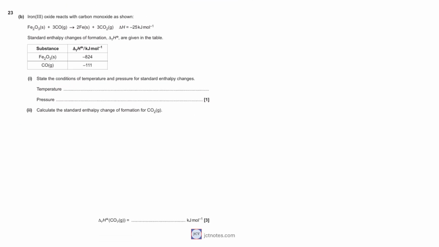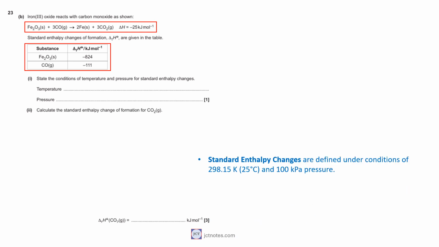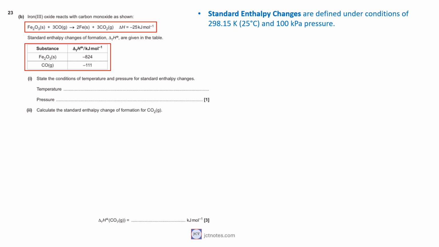In part B of question 23, we have the reaction of iron oxide with carbon monoxide and the enthalpy changes of formation of iron oxide and carbon monoxide. We have 2 questions. In the first question, we are asked to state the conditions of temperature and pressure for standard enthalpy changes. We have to distinguish between standard enthalpy changes conditions and standard temperature and pressure conditions. They are closely related, but they are not the same.